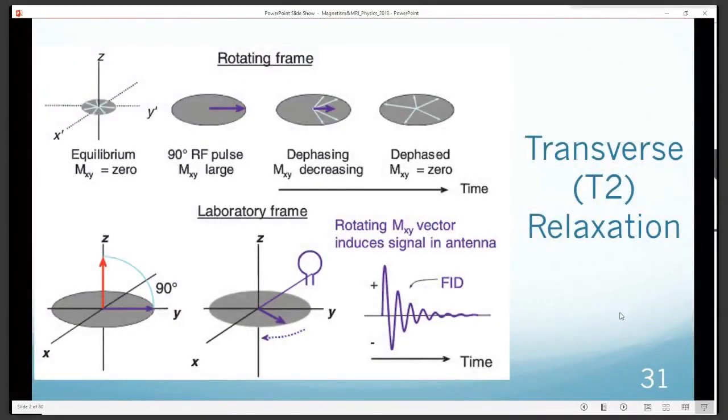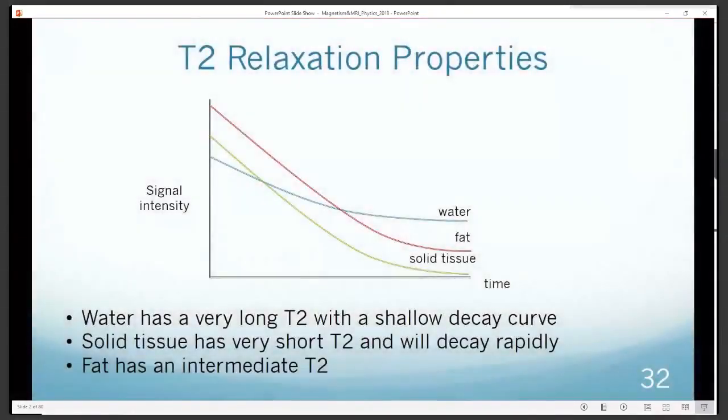So we're in the rotating frame. We have equilibrium magnetization established in the main field. We give a 90-degree RF pulse, and all the magnetization is aligned in a coherent manner in the transverse plane, producing a large signal, but then it starts to dephase, and at some point it gets totally dephased. So that's what's happening in the rotating frame. In the laboratory frame, we gave the 90-degree pulse. We picked up a signal, and the signal's decaying over time as the spins dephase.